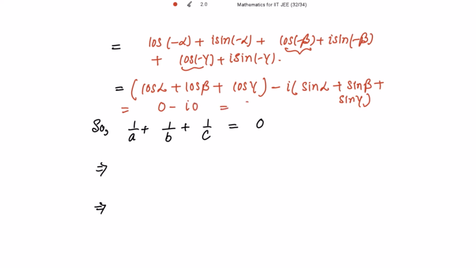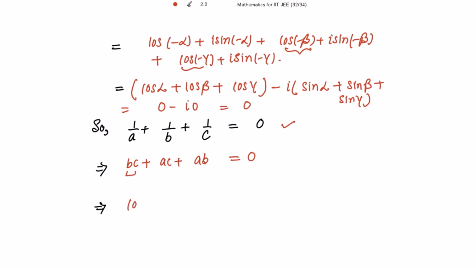So this is equal to 0, which means the sum of the reciprocals of A, B, C is equal to 0. Right? Okay. So this implies, if I take the LCM, I get ABC, and here I get BC plus AC plus AB equal to 0. Or taking ABC to the other side, I get this sum to be equal to 0. Right? Okay.